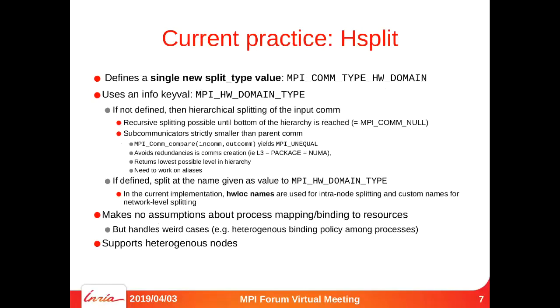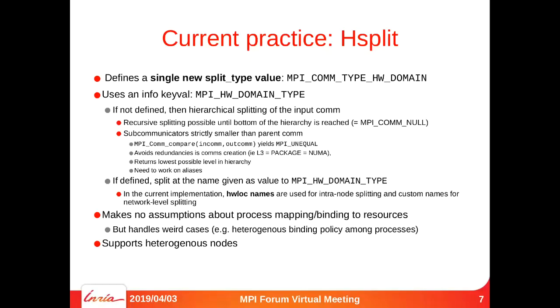So in the HSplit library, which implements the proposal in the large sense that we made so far, we define only a new split type value, which is MPI_COMM_TYPE_HARDWARE_DOMAIN, and we also use an info key value, which is MPI_HARDWARE_DOMAIN_TYPE. If this info key value is not defined, then hierarchical splitting of the input communicator is achieved. It is this recursive splitting. It's possible until the bottom of the hierarchy is reached. In that case, the outcome is MPI_COMM_NULL, and subcommunicators are strictly smaller than the parent communicator.